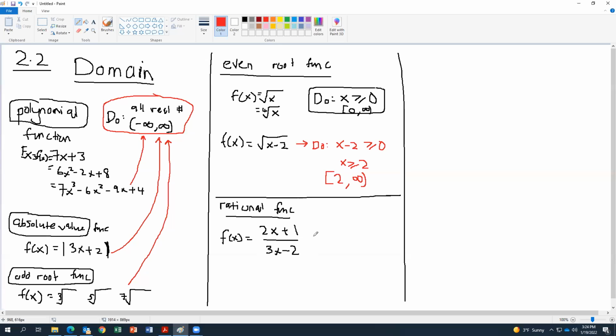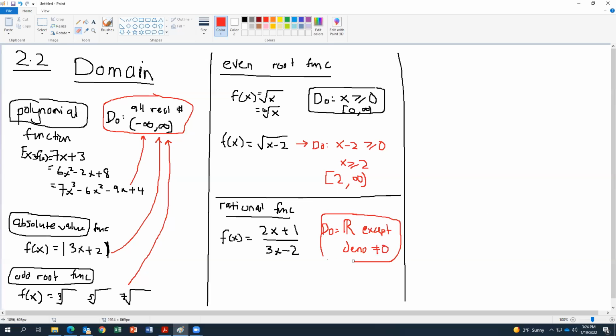In order for you to figure out the domain in this case, your domain is all real numbers. So this is the symbol for all real numbers, except your denominator cannot equal 0. Okay, so this is the rational function's domain. It is all real numbers except where your denominator equals 0.